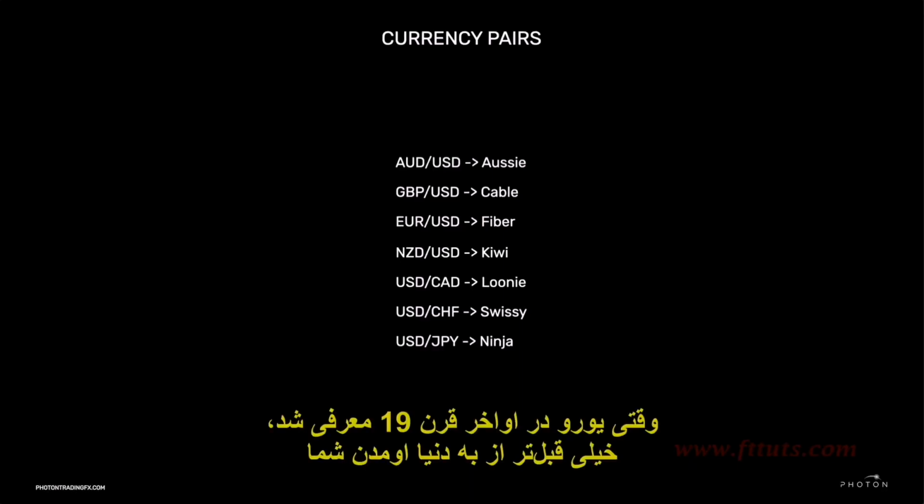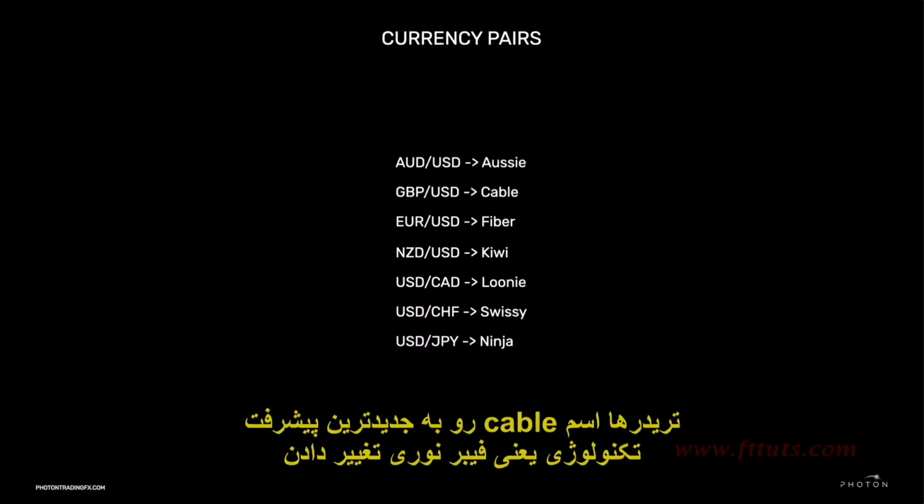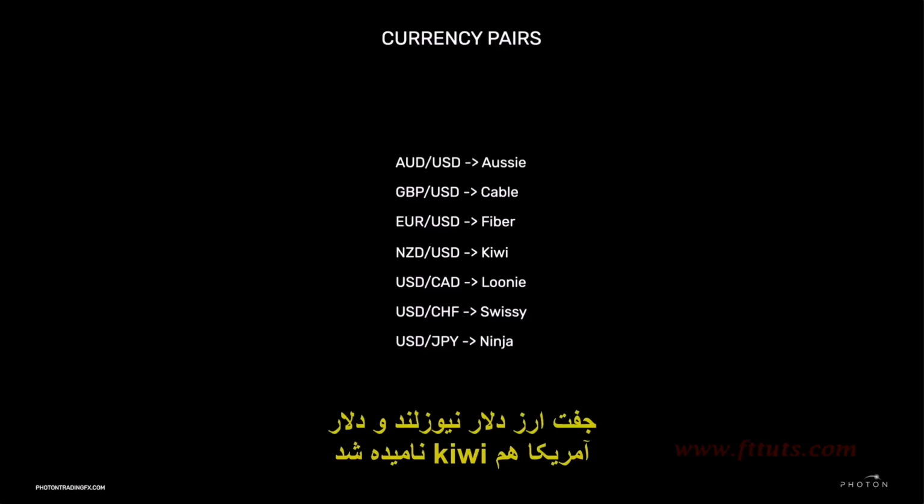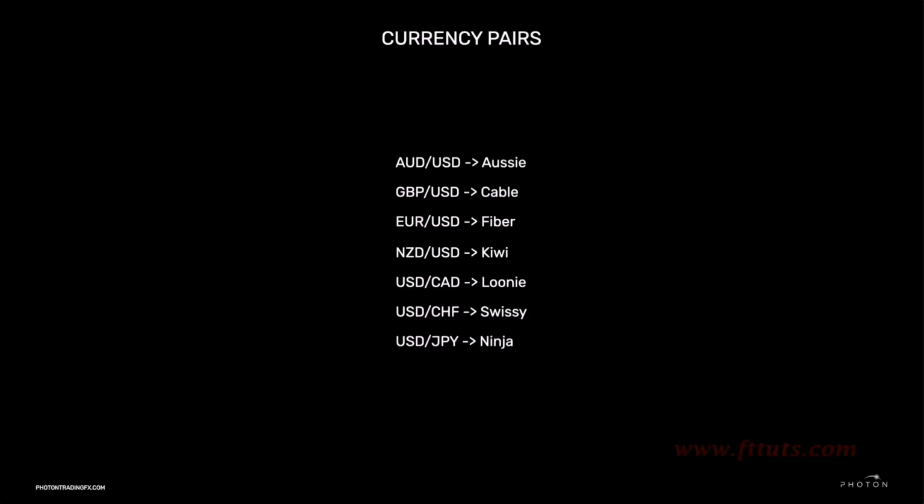But then when the euro was introduced not too long ago in the late 1990s, probably when some of you were actually born, traders simply upgraded the old cable to a state-of-the-art fibre optic line, hence the ingenious name, fibre. Then we have Kiwi dollar, simply as Kiwi, dollar CAD as Loonie, dollar Swiss as Swissy, and dollar yen as Ninja.